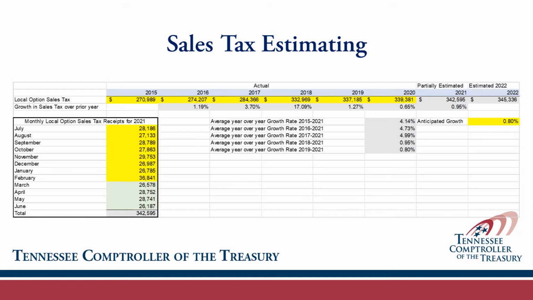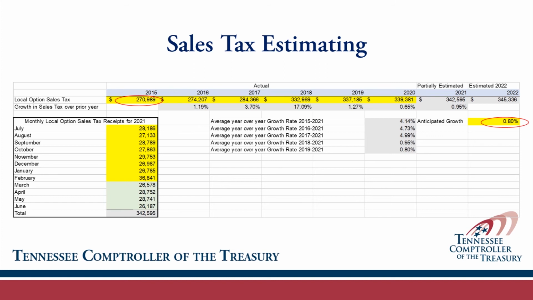Next, you input your audit data. So here you can see we input $270,989 for fiscal year 15. And next to it is $274,207 for fiscal year 16, so on and so forth. So those are from your audits that you collected. You enter that amount.